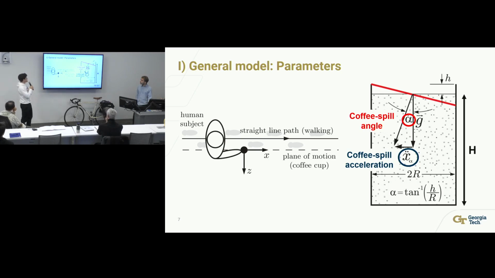To describe the parameters of the model, we assume that the human subject is walking in a straight line path along the x-axis, and that the cup of coffee stays in the plane of motion. For the modelization of the cup, we assume that the cup is a cylinder, and we can define the coffee spill angle, which is the maximum angle that your coffee can have in the cup without spilling, which is represented here. Thanks to this coffee spill angle, we can also define the coffee spill acceleration, which is related to this angle.